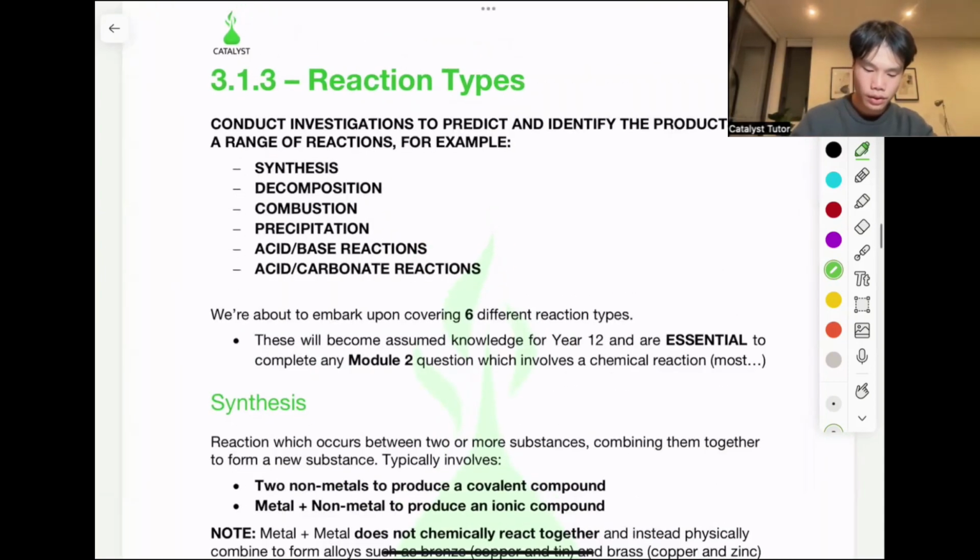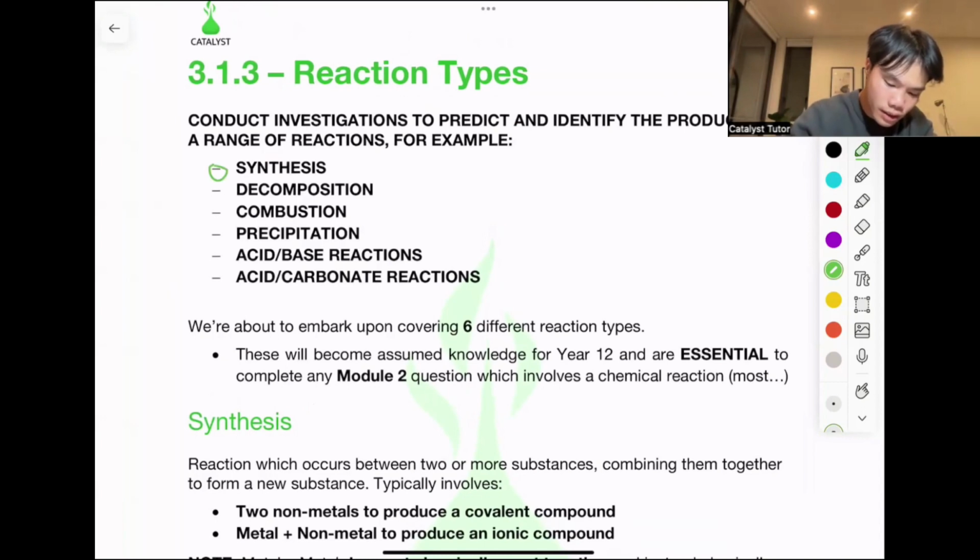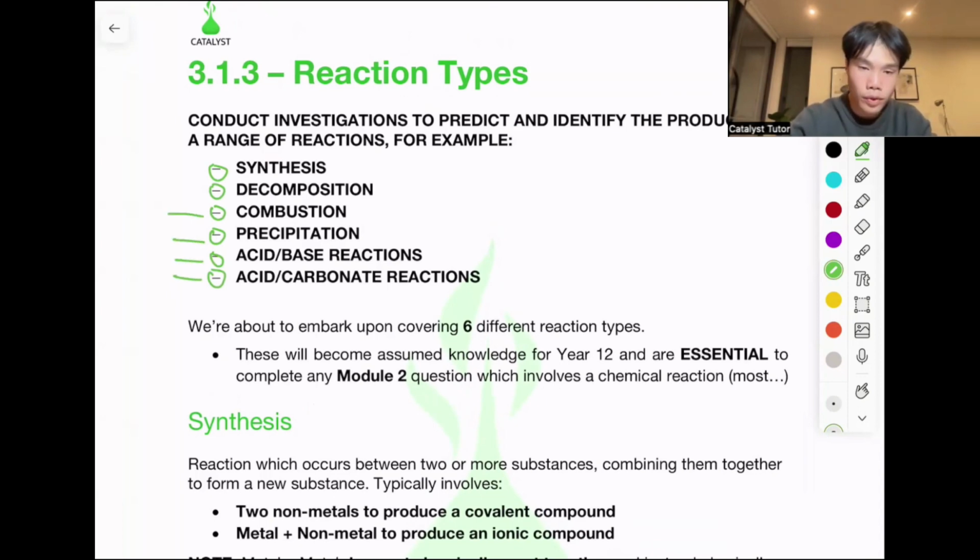So the reactions we can learn about are synthesis, decomposition, combustion, precipitation, acid-base reactions, and acid-carbonate reactions. Out of the things that are really, really high yield, it's probably these last 4 that are specific. They're specific reactions that you just have to know. The first 2 are a bit more wishy-washy. They're more general. They describe a broad range of reactions, so they're not specific reactions, but the last 4 are.